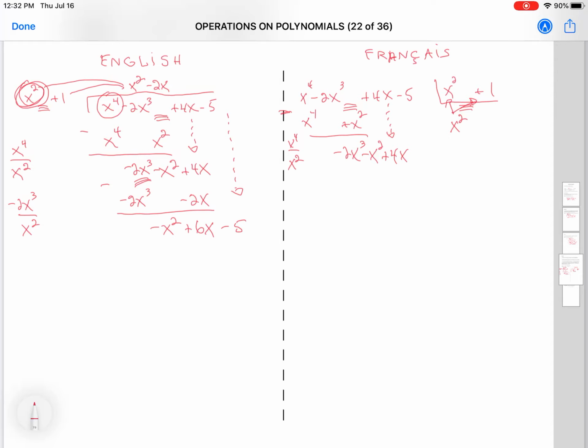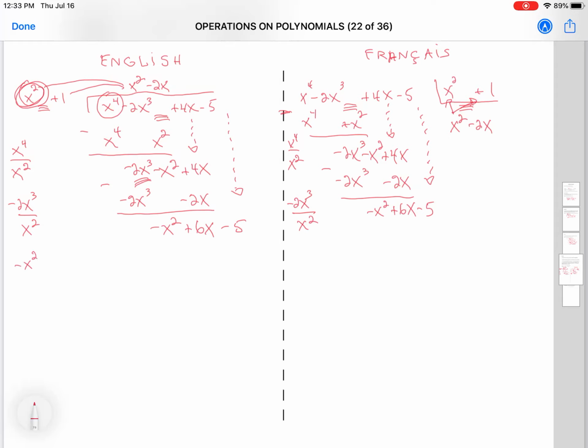Let's do the same thing on the French side. So what do we have here? We have minus 2x³, which is the first term here, divided by x². Answer minus 2x goes here. Multiplication: minus 2x³ minus 2x. Subtract. It will come as no surprise that we get the same thing as what we've already done on the English side. So bring down the minus 5. Like I said, there's nothing else to be brought down anymore, which means we're almost over.